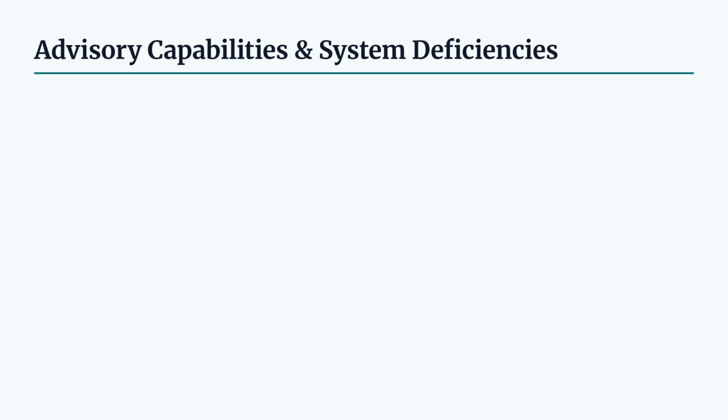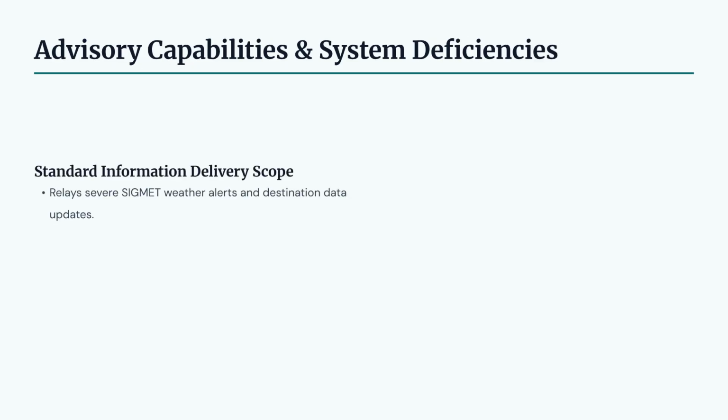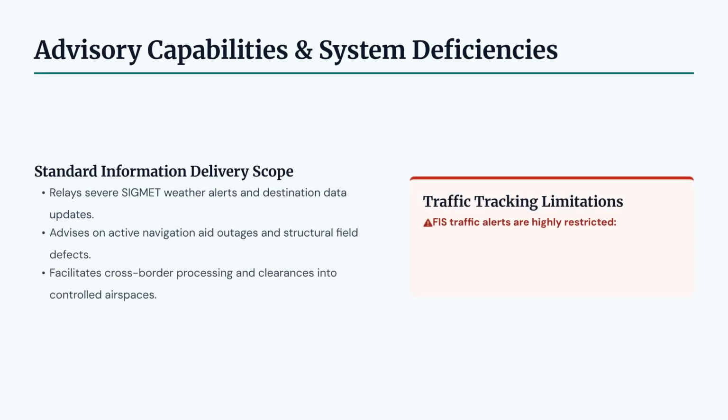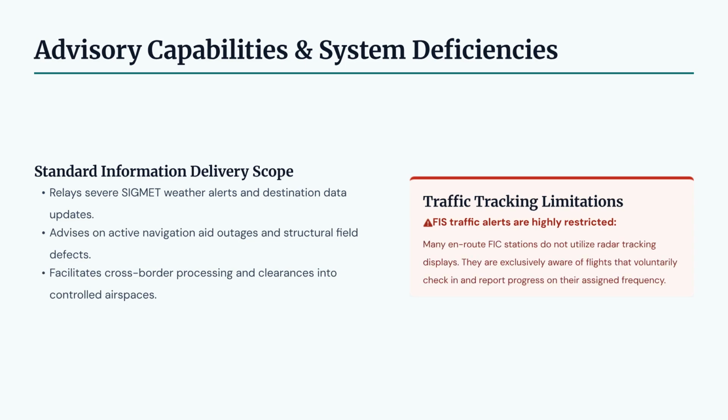The standard information delivery scope of FIS includes relaying severe weather alerts and advising on navigation aid outages. Importantly, FIS traffic alerts are restricted as many FIC stations do not use radar and rely on voluntary pilot check-ins.